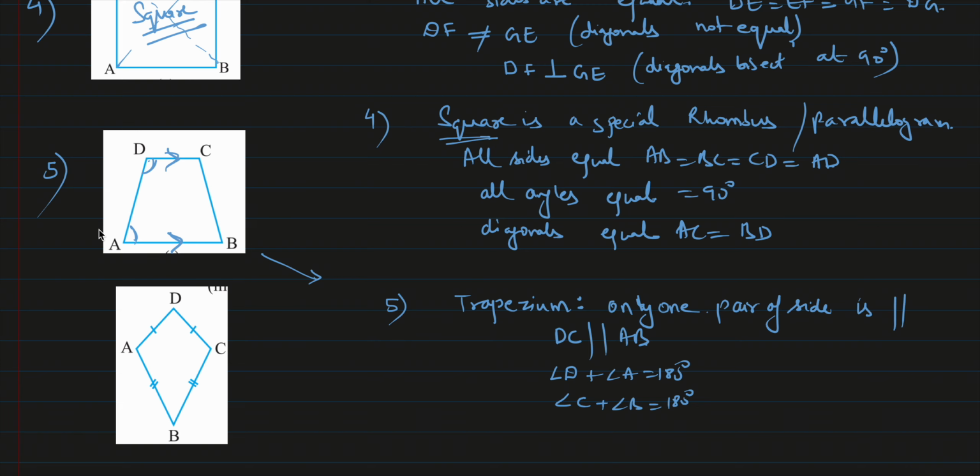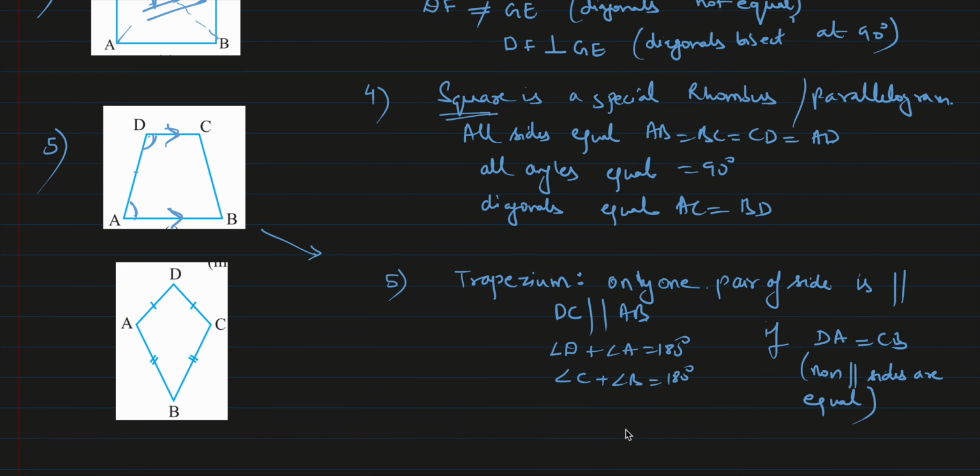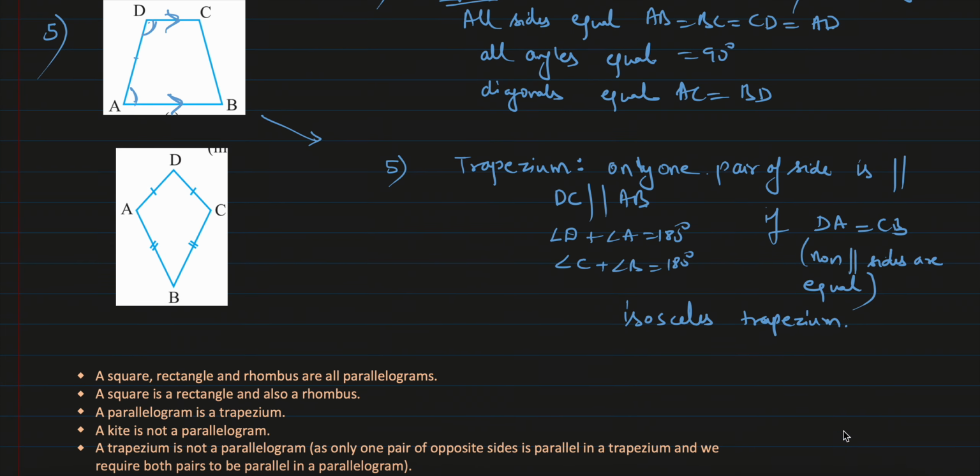A trapezium is a quadrilateral in which only one pair of sides is parallel. So if these two non-parallel sides, DA equals CB, if the non-parallel sides are equal, then it becomes an isosceles trapezium. What does it become? It becomes an isosceles trapezium. Okay, dear students, I hope till here it is clear.